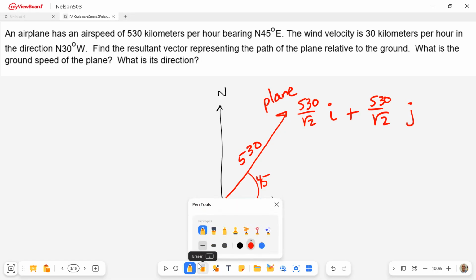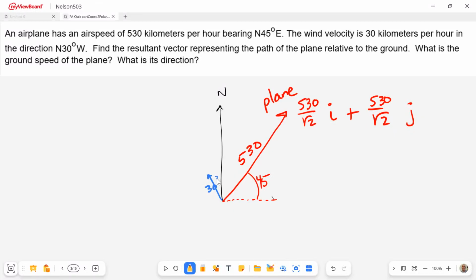All right, then let's go to the wind. Where's the wind at? It says the wind is 30 kilometers per hour in the direction of north, 30 degrees west. So 30 degrees west of north. So I'm going to make something kind of short, because if this is representing 530, 30 is a lot less than 530, so it's got to be a lot smaller.